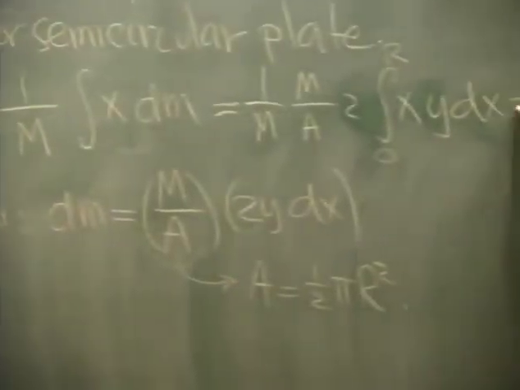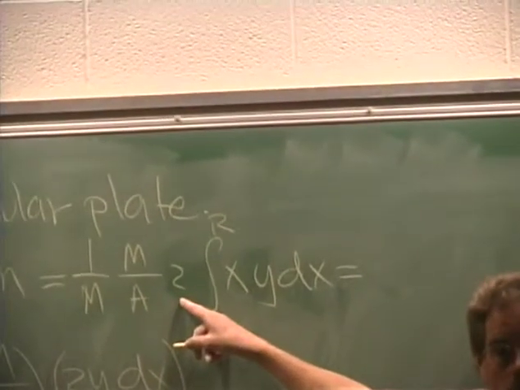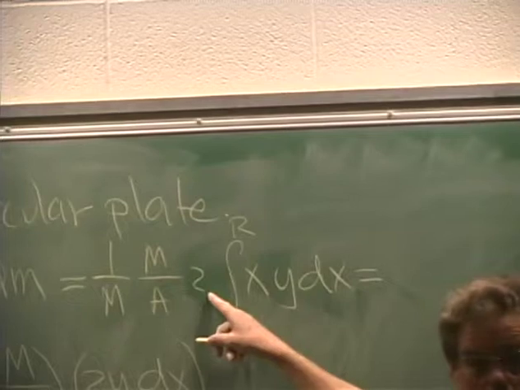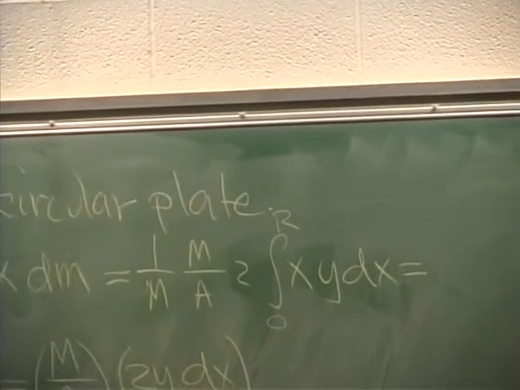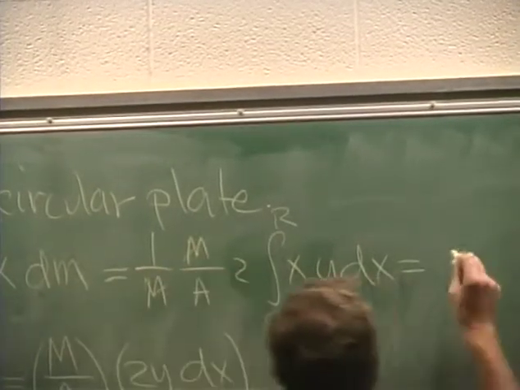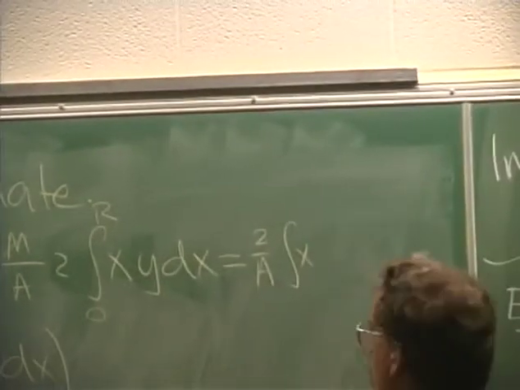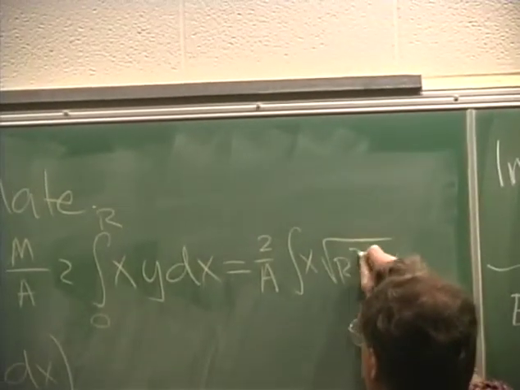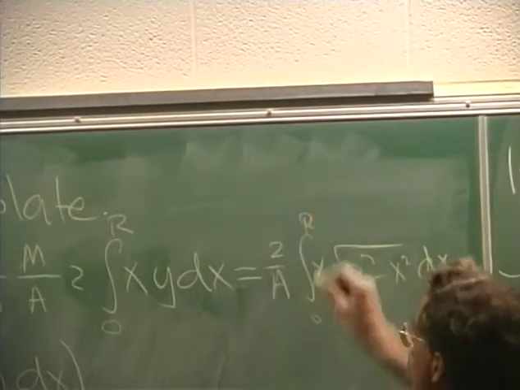Where did the 2 come from? Yeah, the height of this thing was actually 2y. So the m's cancel, and I get 2 over A times the integral of x times the square root of R squared minus x squared dx, evaluated between the limits 0 and R.